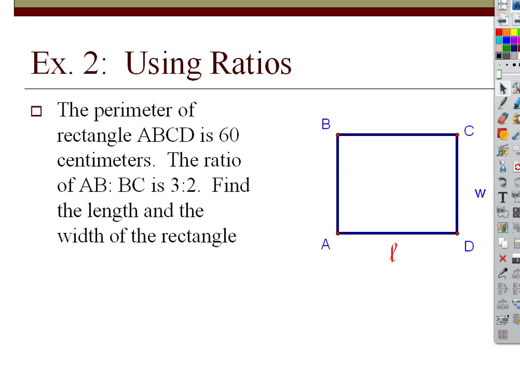Now here's the next issue. This is a biggie. It's not hard, but it's really important. The perimeter of a rectangle is given as being 60 centimeters. The ratio of side AB to side BC is 3:2. Now, what does that mean? Describe that.